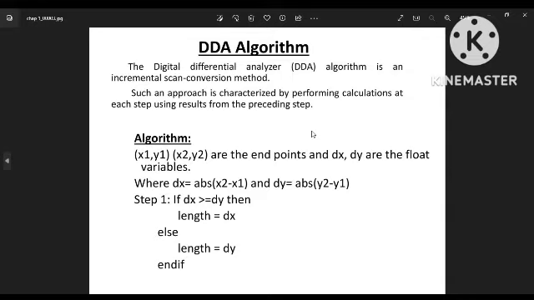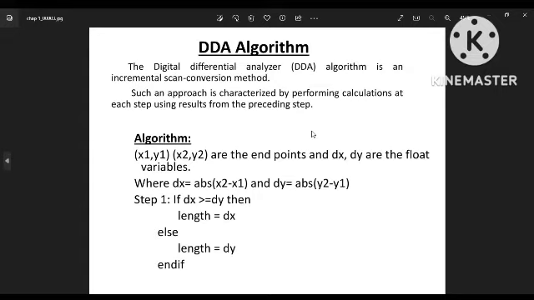DDA stands for digital differential analyzer. This algorithm is an incremental scan conversion method. The scan conversion method takes points one by one, and each point is incremented using real or floating values, moving from the next point to the next point. Such an approach is characterized by performing calculations at each step using the result of the preceding step. Polygons, lines or triangles can be drawn using the DDA algorithm.